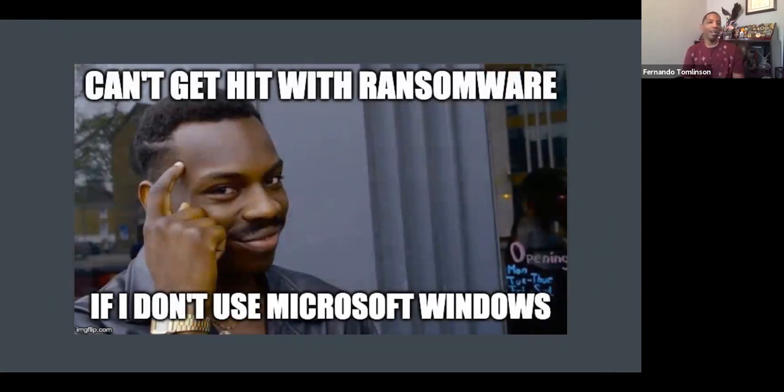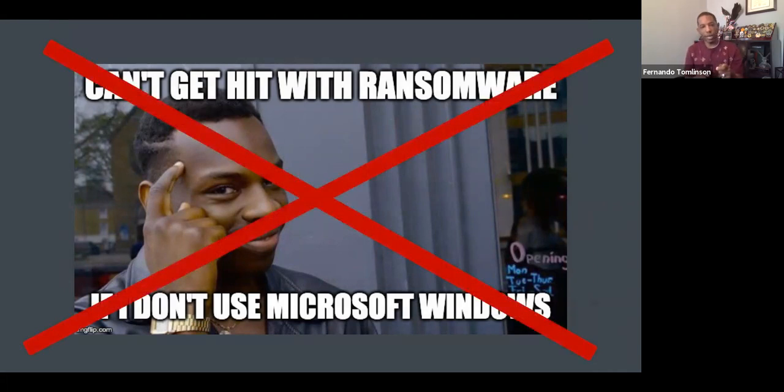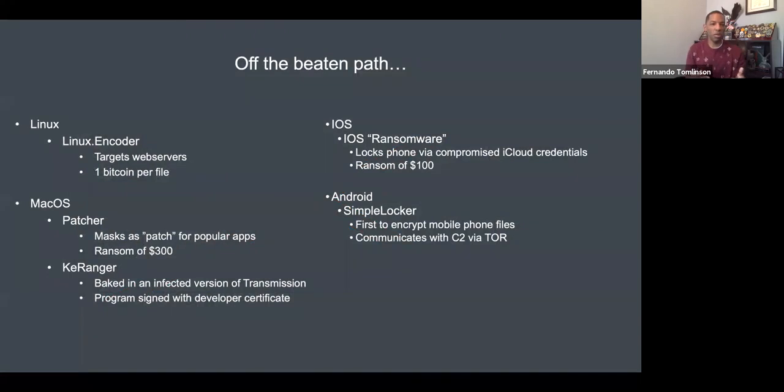So you're like, man, I use Mac. I'm a Mac fanboy, and that's okay. I'm actually on a Mac right now, so stay strong. But it isn't just a Windows problem, right? We're incorrect in that. So here's some other quick examples of ransomware for other platforms.